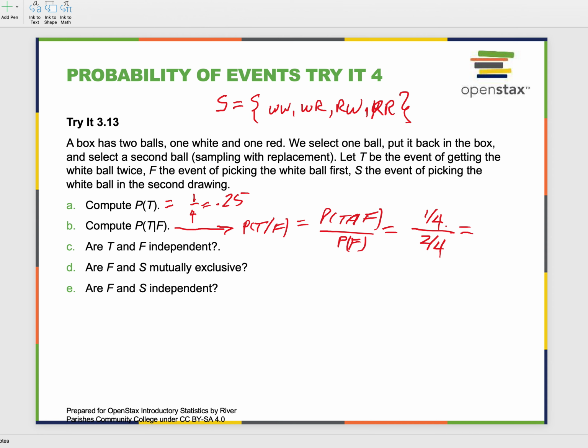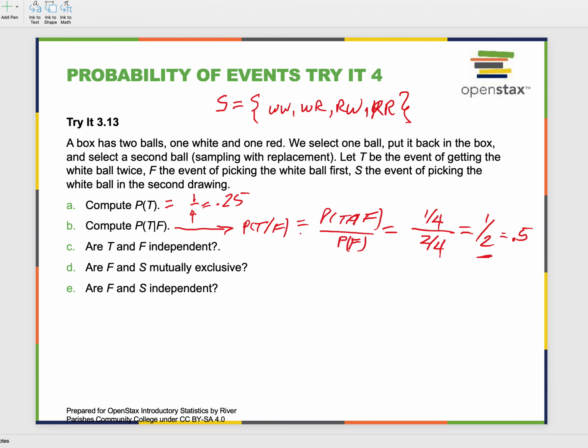It already told me I picked the first one. So I'm going to get 1 out of 2 here, or 0.5. Given that I picked a white ball first, there's only 2 of those events. There's only 2 ways that can happen. That's my reduced sample set, and there's only 1 way out of those 2 that I can get white.